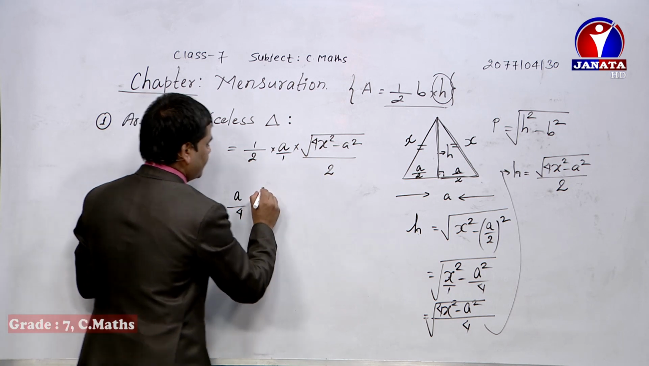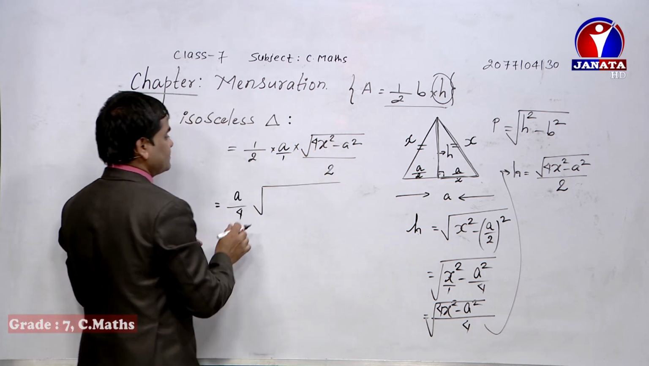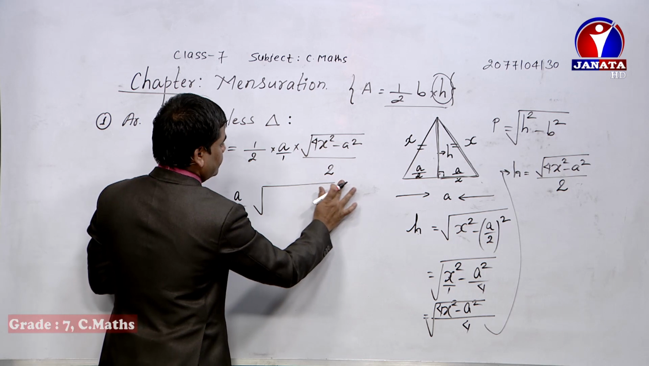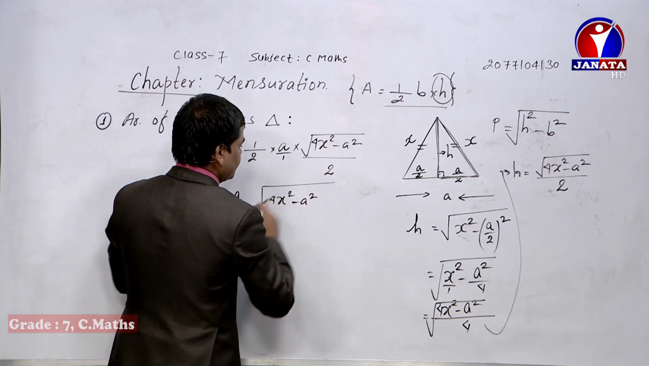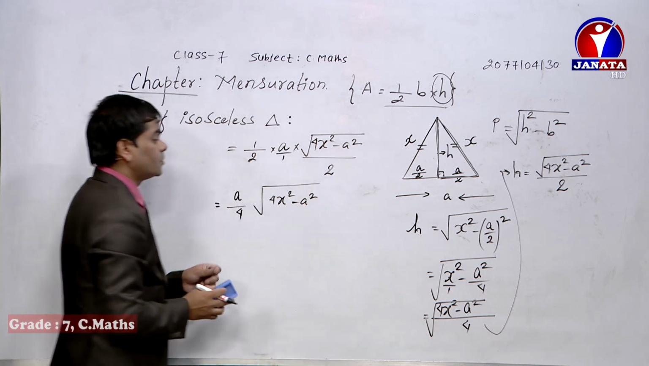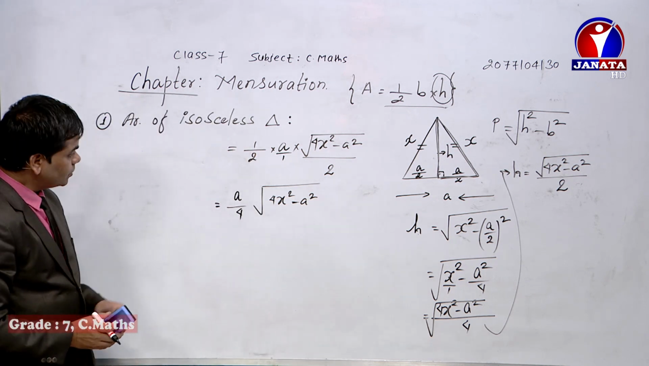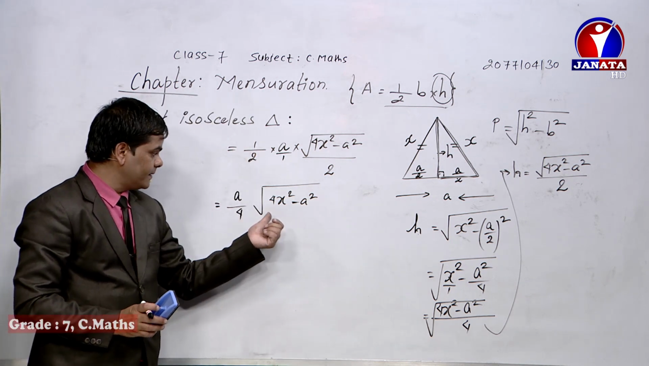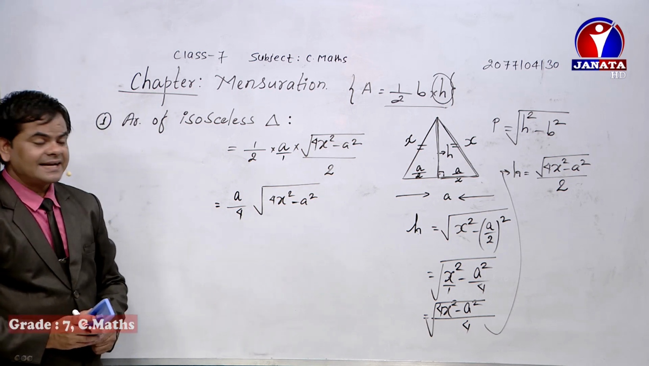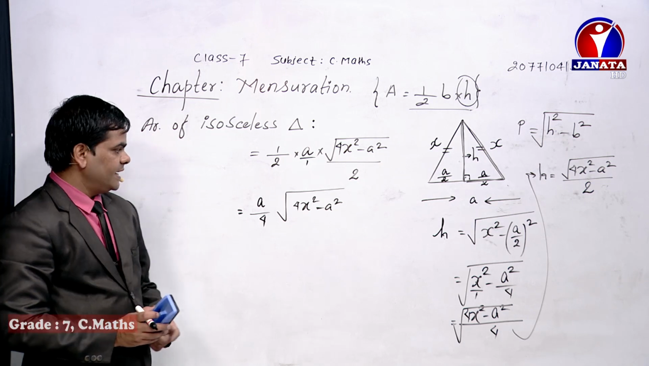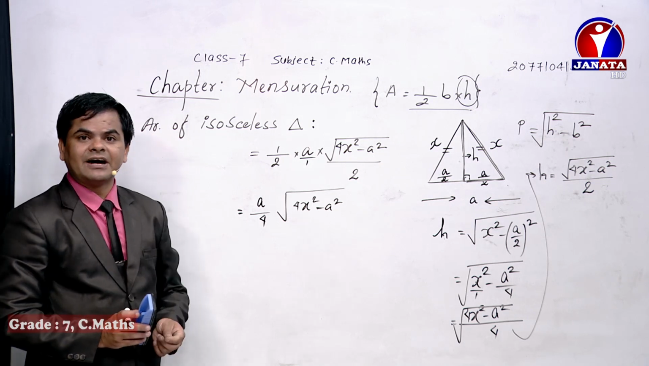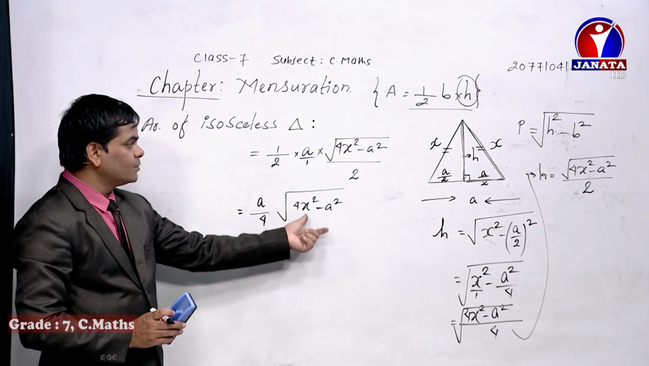Now the whole root under: what remains here? It is better to keep the same 4x square minus a square as the root under value. So in the book, dear student, you will get this formula as the formula for finding the area of an isosceles triangle. If you need to find the area of an isosceles triangle, we use this formula.